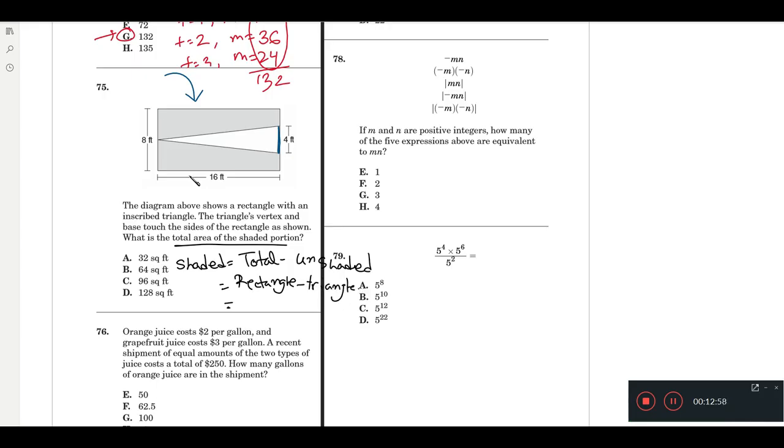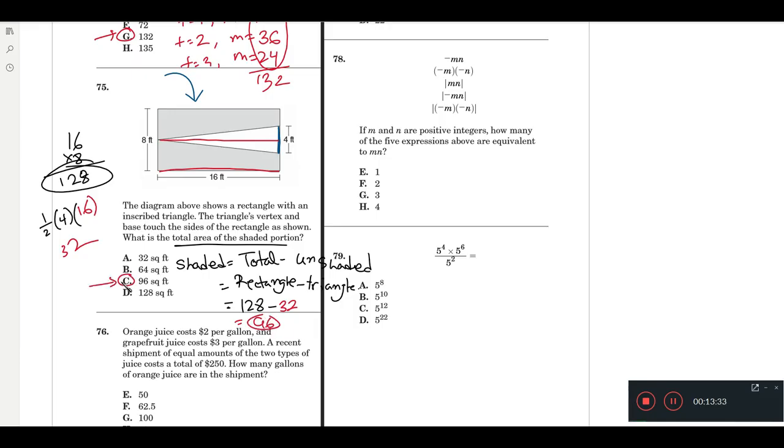So what do we get? The area of the rectangle is just 8 times 16, which is 128. And we subtract the triangle, which is half base times height. Half times base, which is 4... But what is the height? 16, that's parallel and equivalent to this, so 16. So half times 16 is 8, 8 times 4 is 32. What do you get? 128 minus 32? 96.